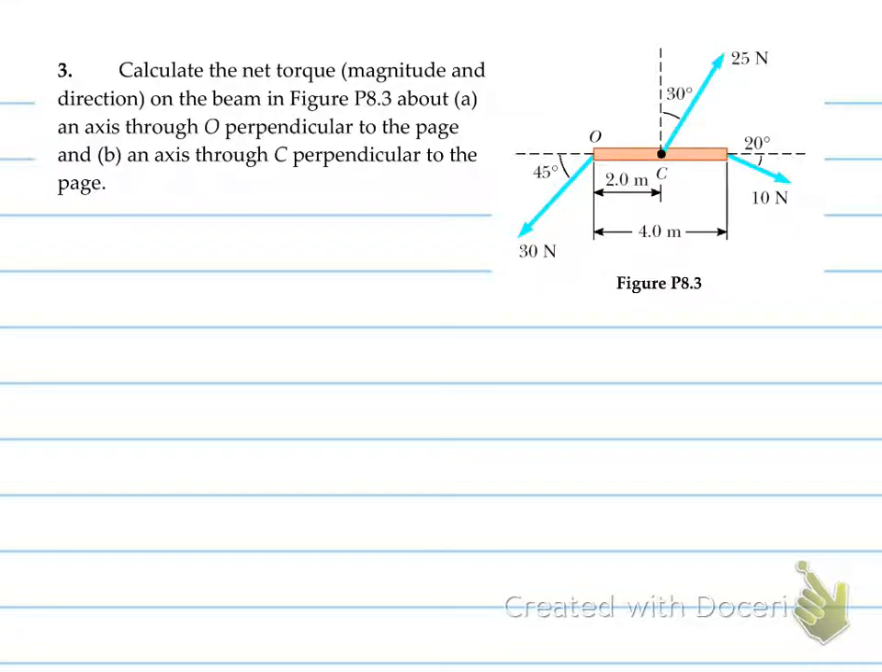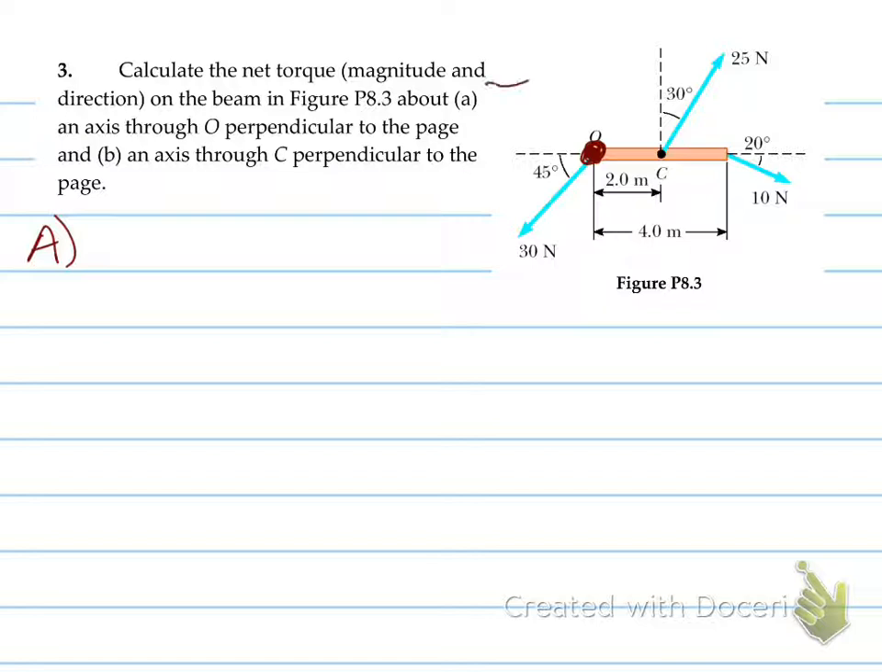So let's take a look at number 3. Calculate the net torque, magnitude, and direction on the beam in figure 8.3, which we have a copy of here, about A, an axis through O, perpendicular to the page, and then B, through axis C. So let's tackle A first, right? It says that the axis is through point O. So this here is the point of rotation.